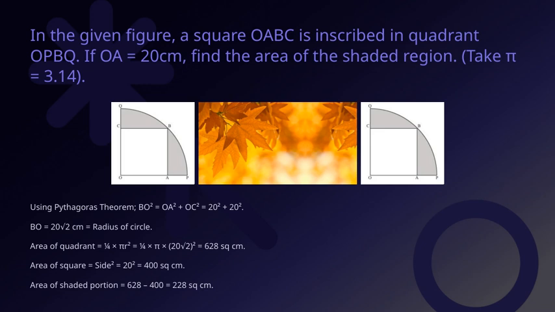Now let's find the area of the square itself. Since each side is 20 centimeters, the area is side squared, so 20 squared equals 400 square centimeters. Finally, to find the shaded region, we subtract the area of the square from the area of the quarter circle. That is 628 minus 400, giving us 228 square centimeters. And there we have it. The area of the shaded region is 228 square centimeters. This process nicely illustrates how geometric concepts like the Pythagorean theorem and area calculations work together to solve real-world problems.